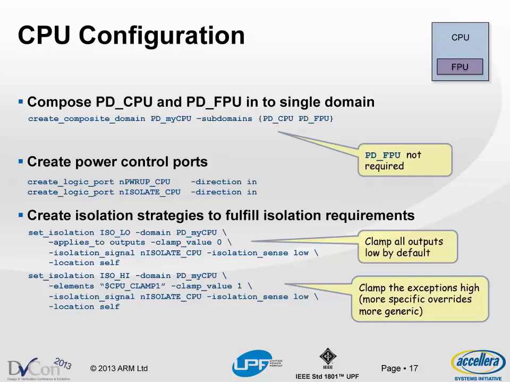In order to do the CPU configuration, I decided to compose the CPU and FPU domains together, partly because it made the example simpler, but partly because I also wanted to show a composed domain. So here we're creating a composite domain, and we're going to call it my_CPU, and it comprises the CPU and FPU. And I'm going to need to create the control ports in order to hook up the isolation and the power switch for that. And I'm going to need to fulfill my isolation requirements with two isolation strategies, one to clamp most outputs low and one to clamp the odd CPU clamp list high.